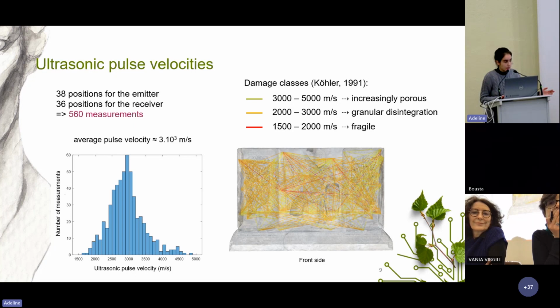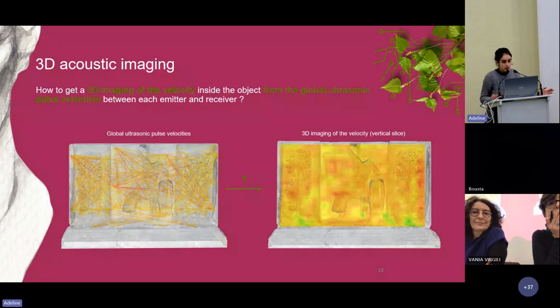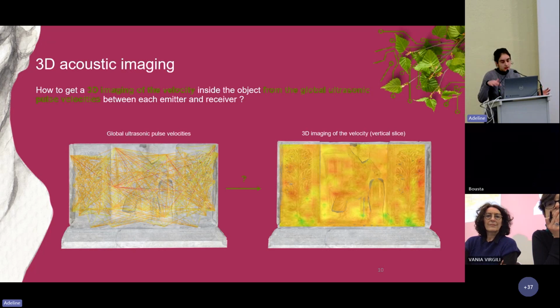However, instead of those global ultrasonic pulse velocities between each emitter and each receiver, we would rather have a 3D imaging of the velocity inside the object, to then be able to have those kinds of cartographies by slicing planes in the object.